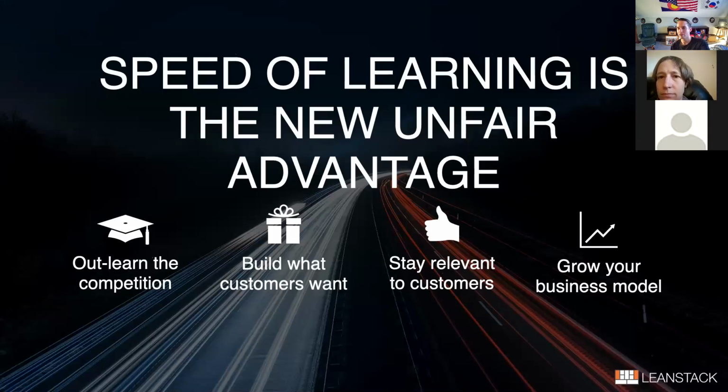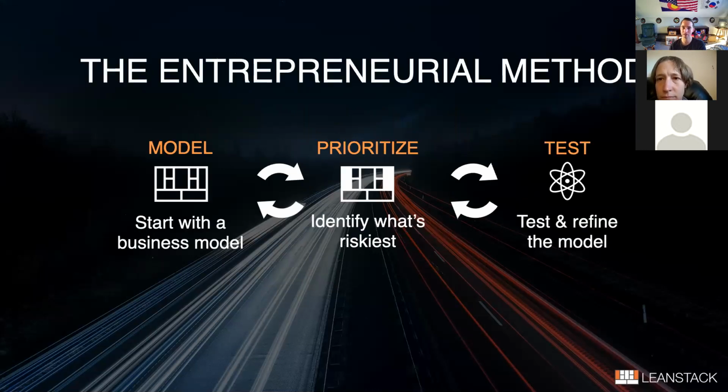And so this is, again, stuff from last time, right? Speed of learning. We're trying to learn more. We're trying to outlearn the competition. It's the new unfair advantage. And here's the method that we talked about last time. Just like we're business model scientists, right? We model something, we prioritize the riskiest assumptions, we go test that, and then we go back and repeat until we have a solid business model.